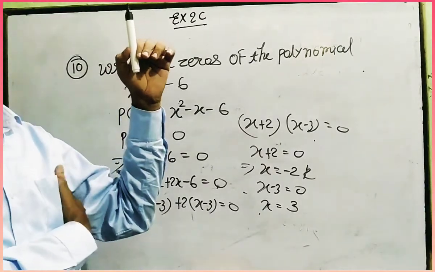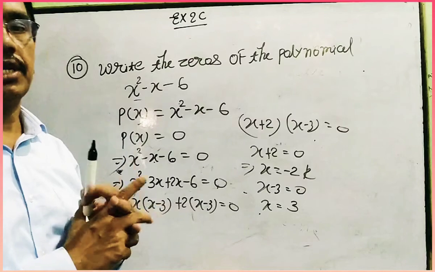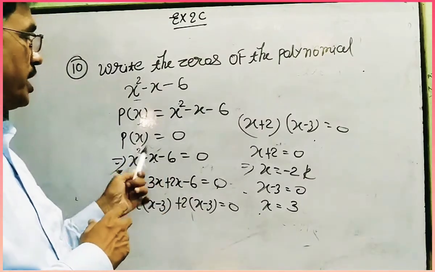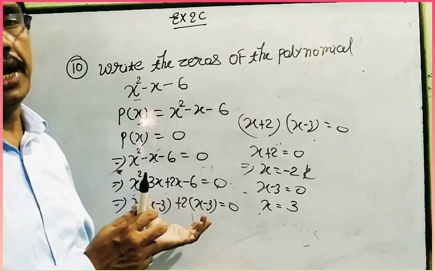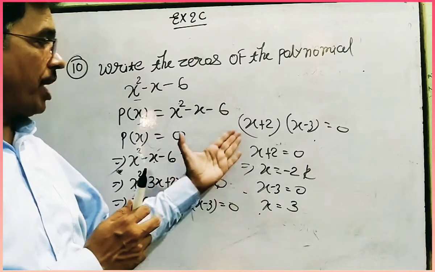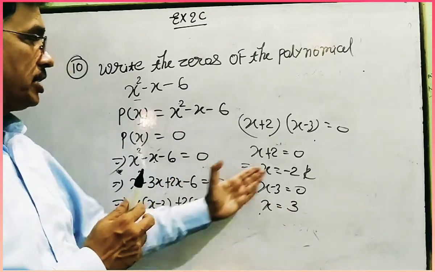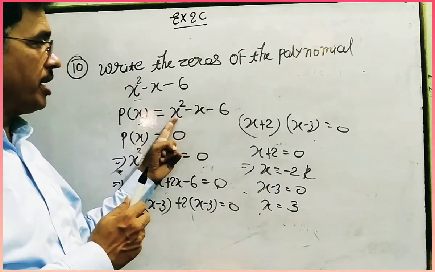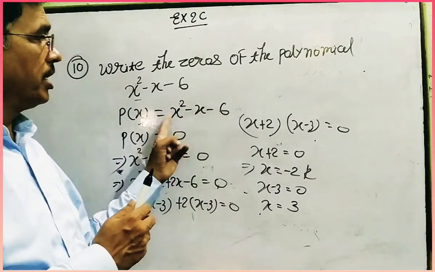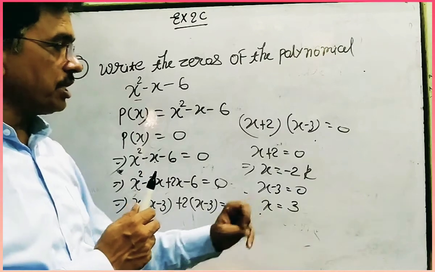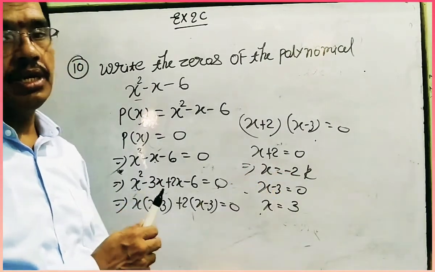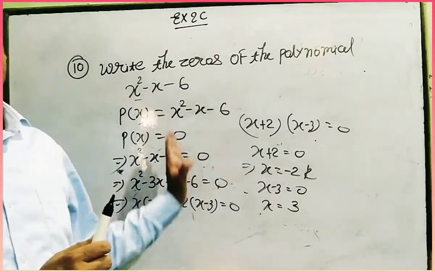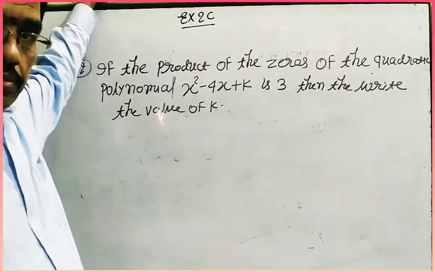So you write p(x) is equal to 0. Then by middle split you can find the value of x. So x is 3 and the other x is minus 2. That means when you write here 3, that is 3 square 9 and minus 3 minus 6, 9 minus 9 minus 6... then we get 0. So 3 is the zero and similarly minus 2 is the zero of the equation. So it is equal to 0, you can find the value of x.